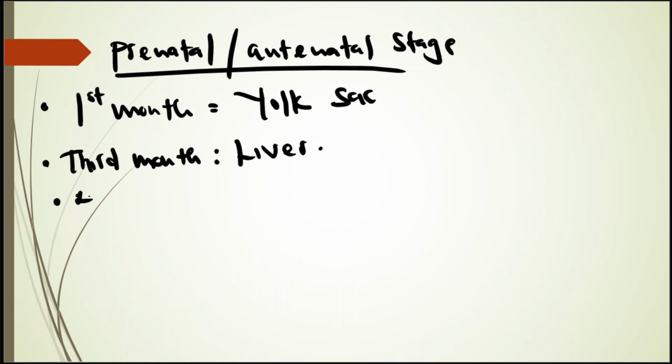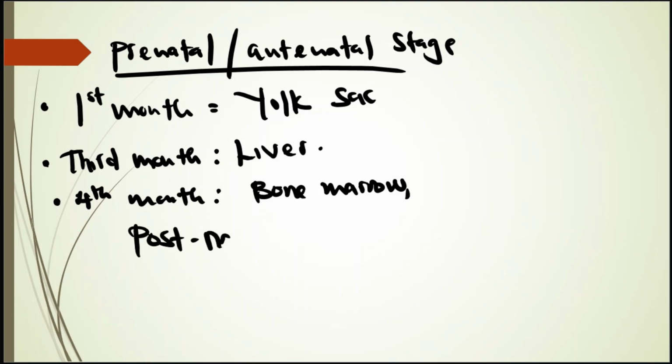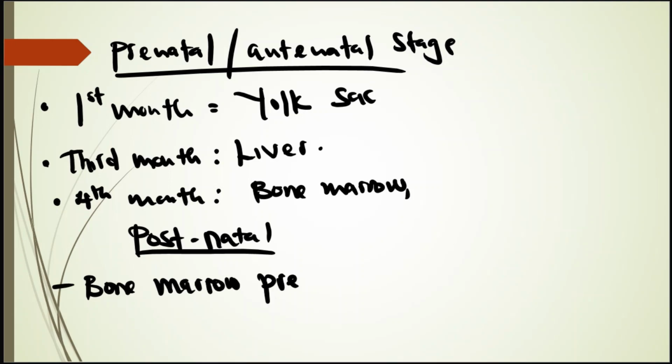Now, in the 4th month, blood is now formed by the bone marrow. So this is in utero. Once the baby is born, in the postnatal period, what forms the blood is the bone marrow, predominantly the bone marrow of long bones.